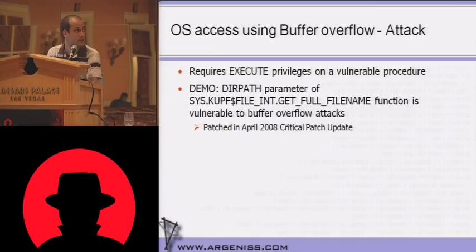Let's see now another example that exploits a buffer overflow vulnerability to disable Database Vault. This technique requires that we have execute privileges on a procedure that is vulnerable to buffer overflow. We will see a demonstration of using a vulnerability that was fixed in 2008.